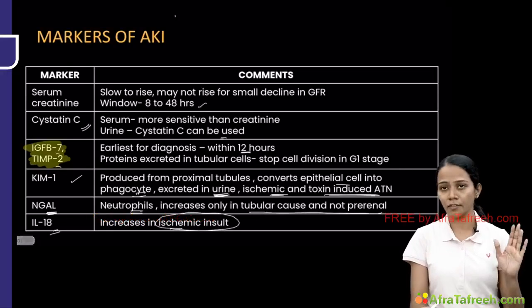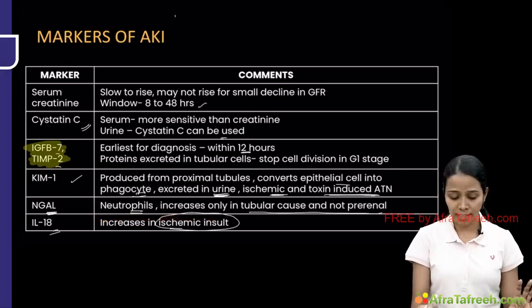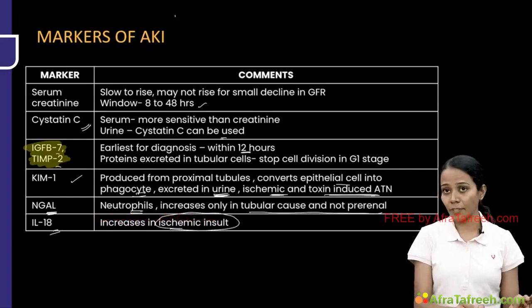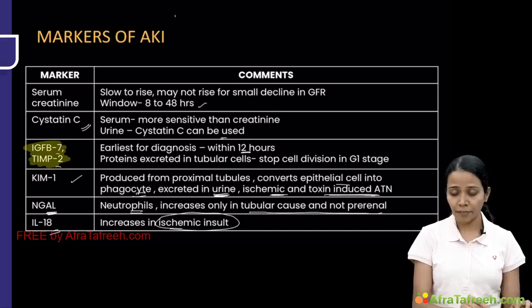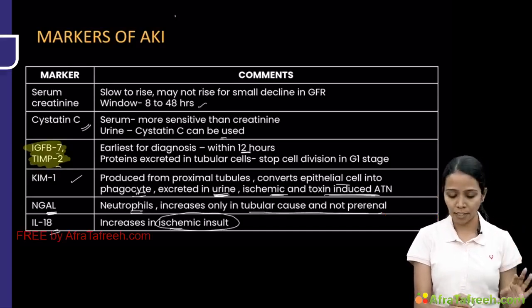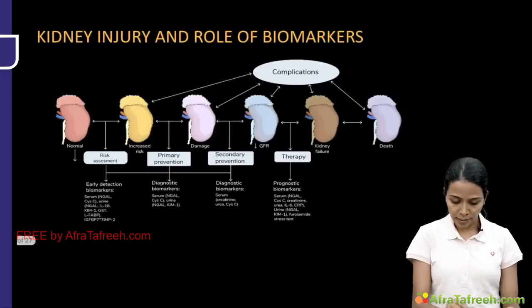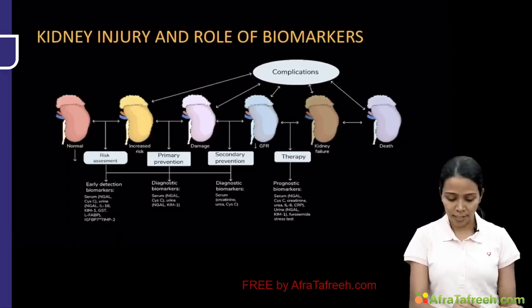So the molecules, just remember by name: cystatin C, IGFBP7 and TIMP2, KIM1, NGAL and interleukin 18, out of which IGFBP7 and TIMP2 are the earliest markers that you are going to detect. Now, the same thing, what are the roles of biomarkers? It is shown in this picture.